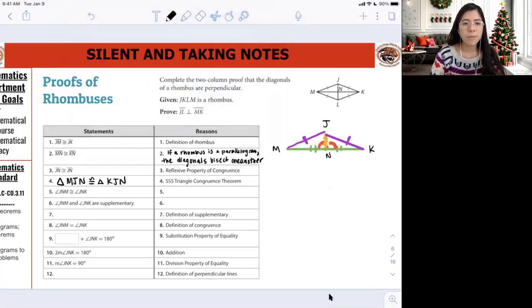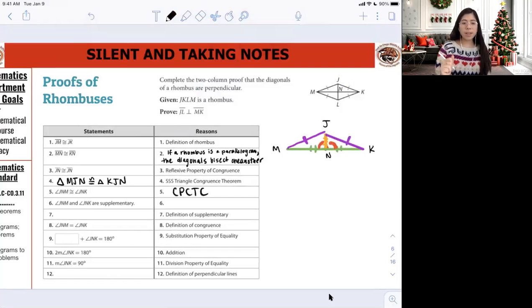Tyrone, look back at what we've talked about. Have I talked anything about an angle bisector yet? What do I know so far? Go back to the previous step. I know that these two triangles are congruent to each other. So now that I know they're congruent to each other, how can I say that those two angles are congruent to each other? Yeah, CPCTC.